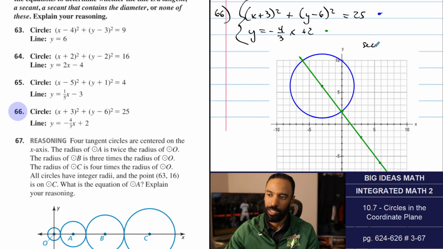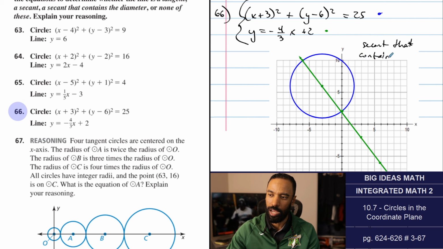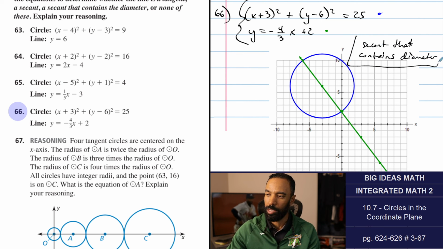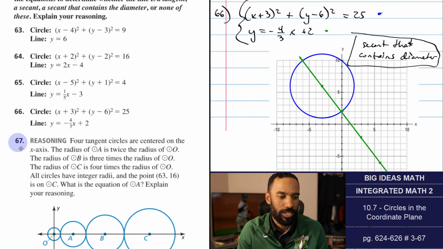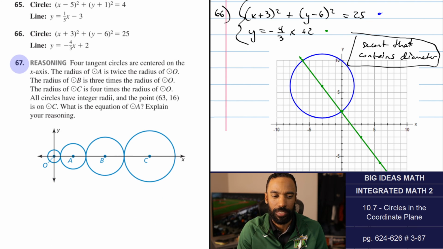Secant that contains the diameter. So each option was hit. I'm guessing graphically is what they would have wanted. All right, and the last question, number 67, reasoning.